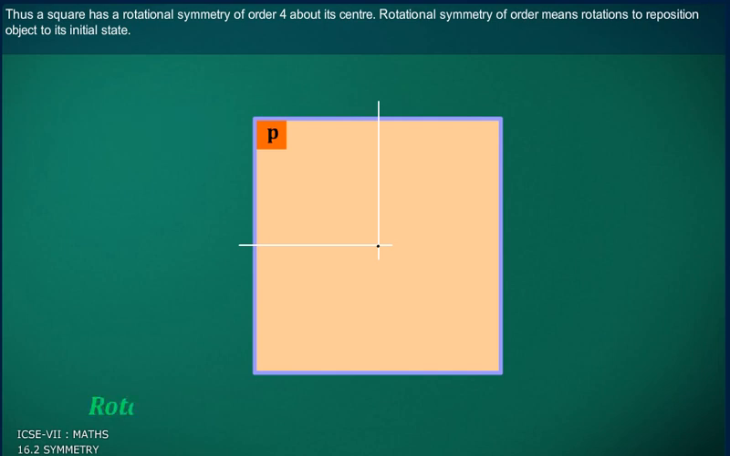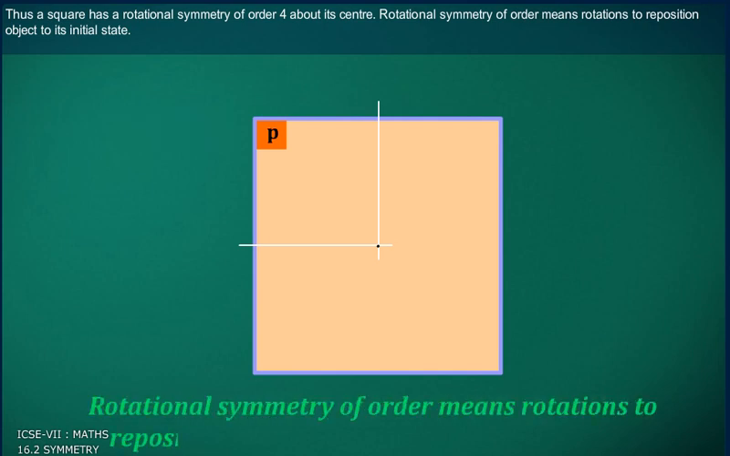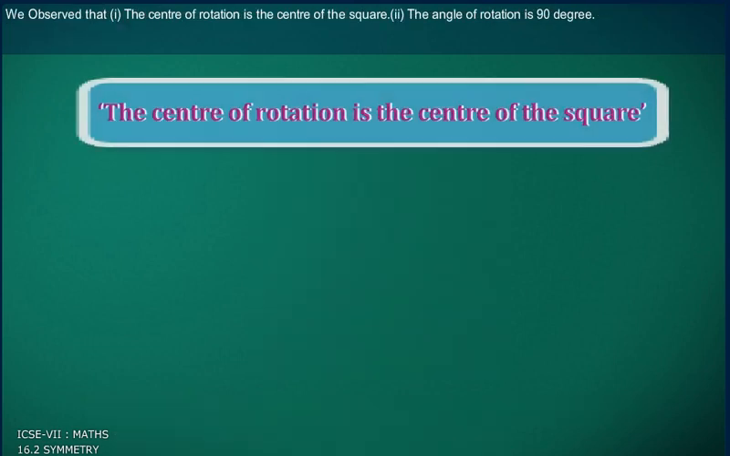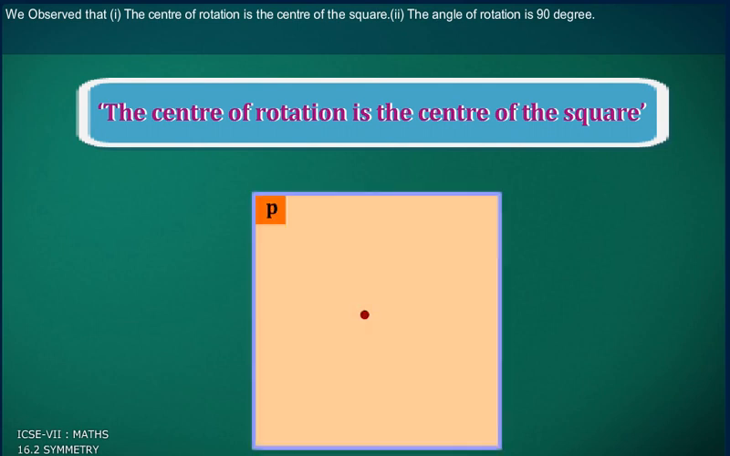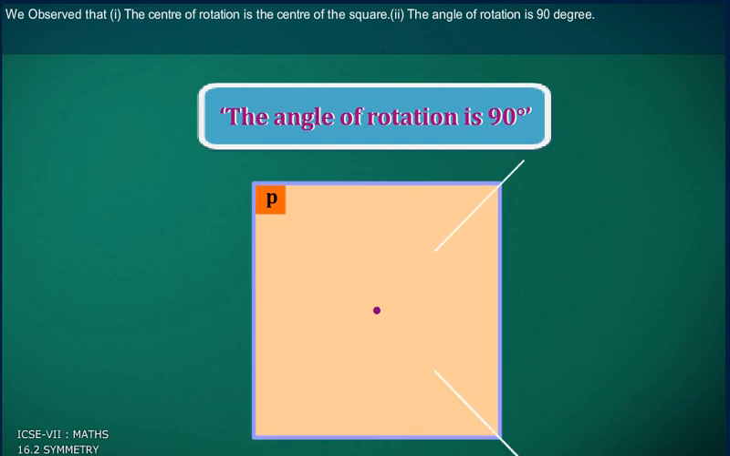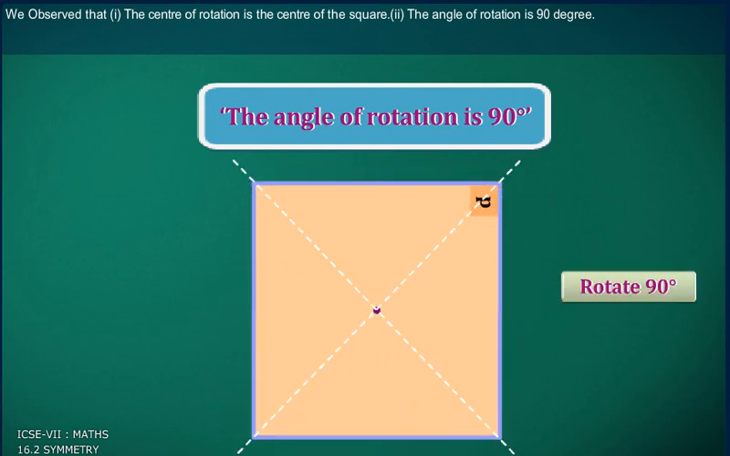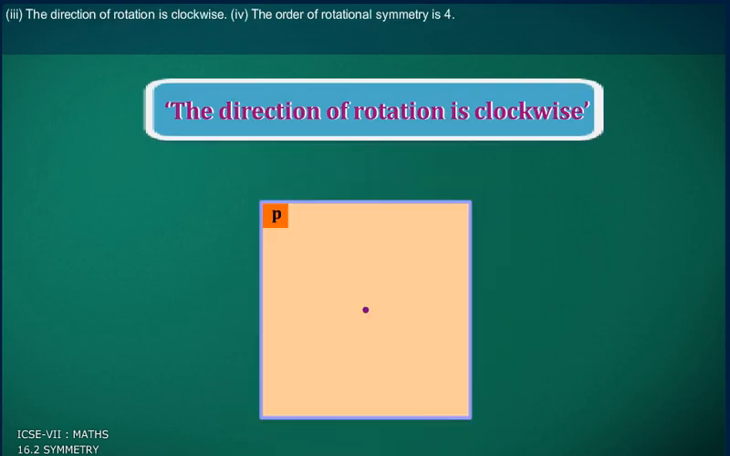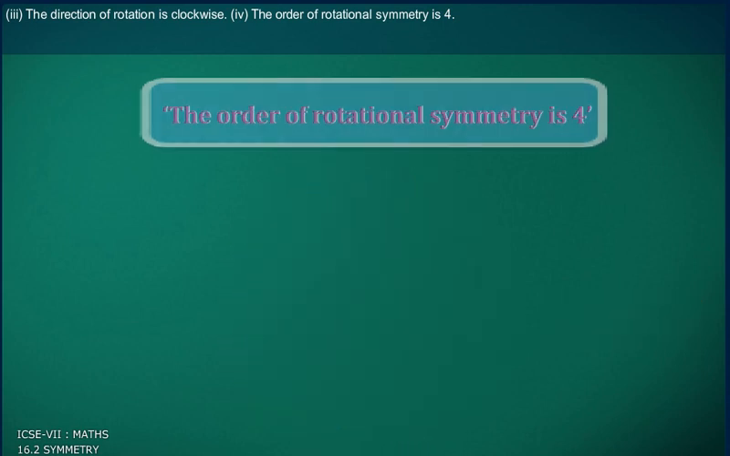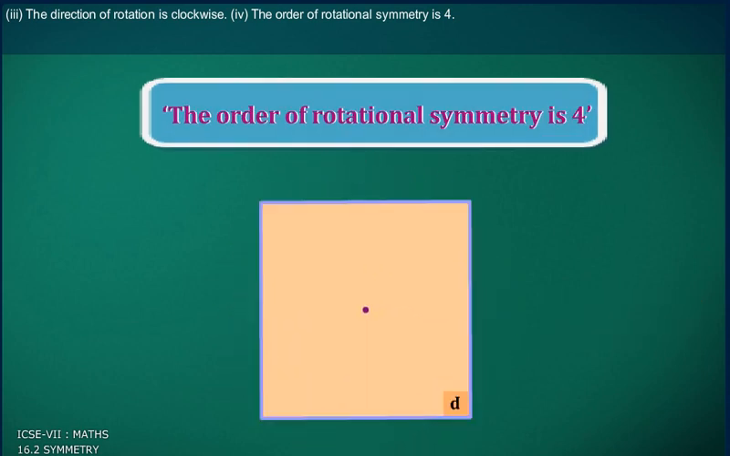Rotational symmetry of order 4 means 4 rotations to reposition the object to its initial state. So we observe that: 1. The center of rotation is the center of the square. 2. The angle of rotation is 90 degrees. 3. The direction of rotation is clockwise. 4. The order of rotational symmetry is 4.